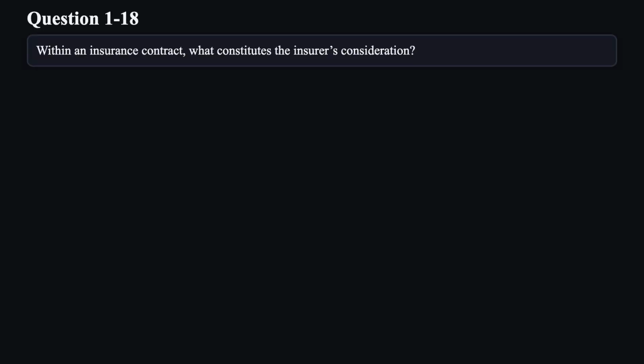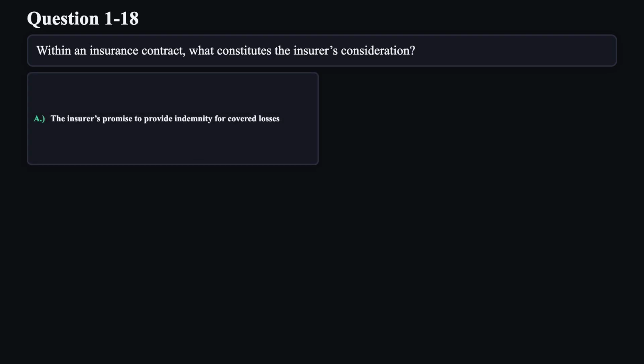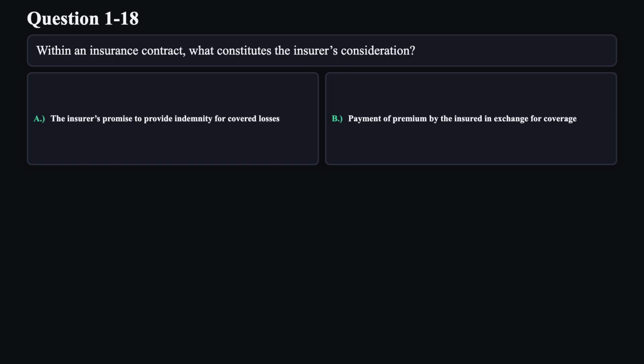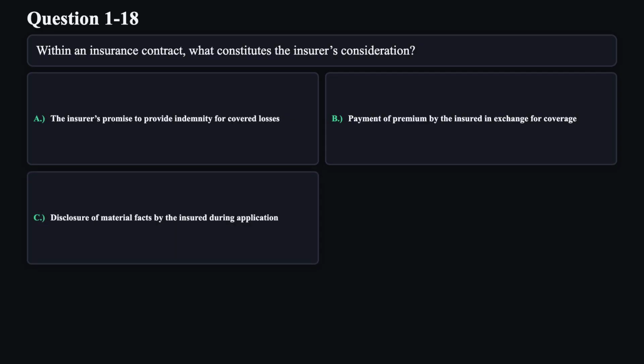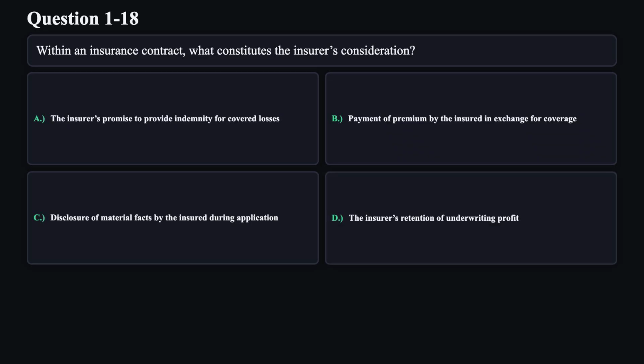Question 18. Within an insurance contract, what constitutes the insurer's consideration? A. The insurer's promise to provide indemnity for covered losses. B. Payment of premium by the insured in exchange for coverage. C. Disclosure of material facts by the insured during application. D. The insurer's retention of underwriting profit.